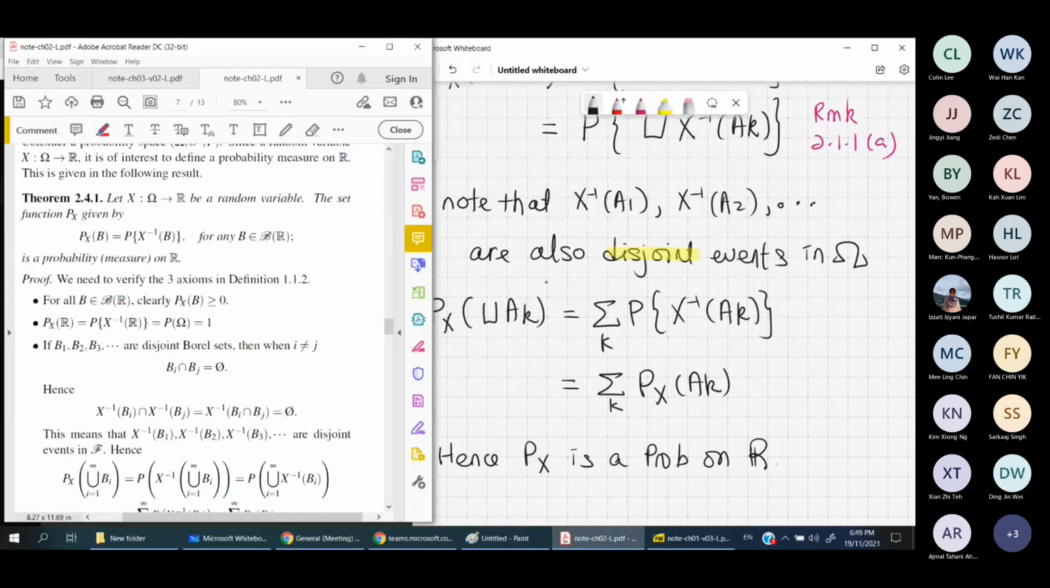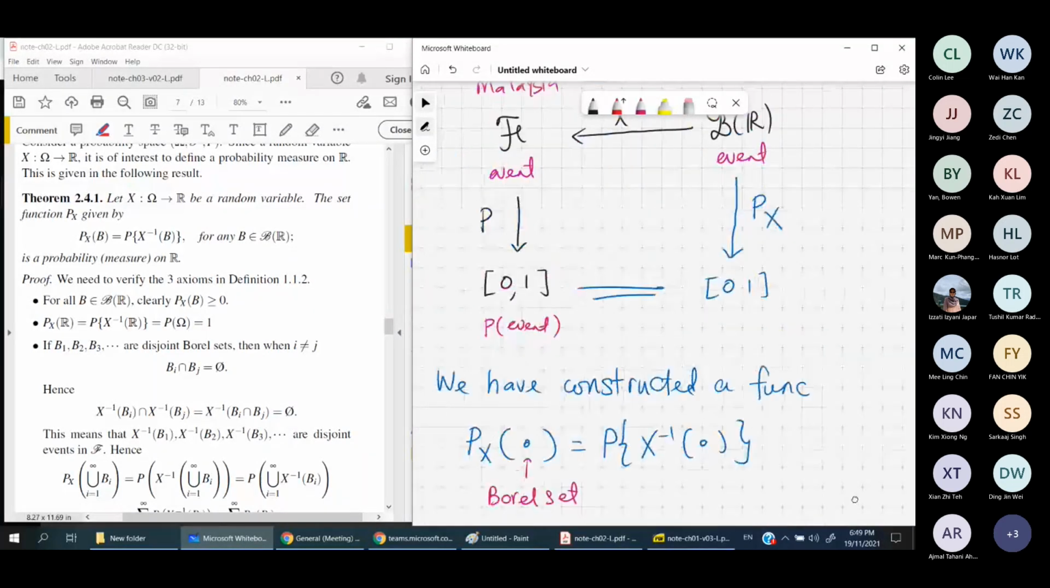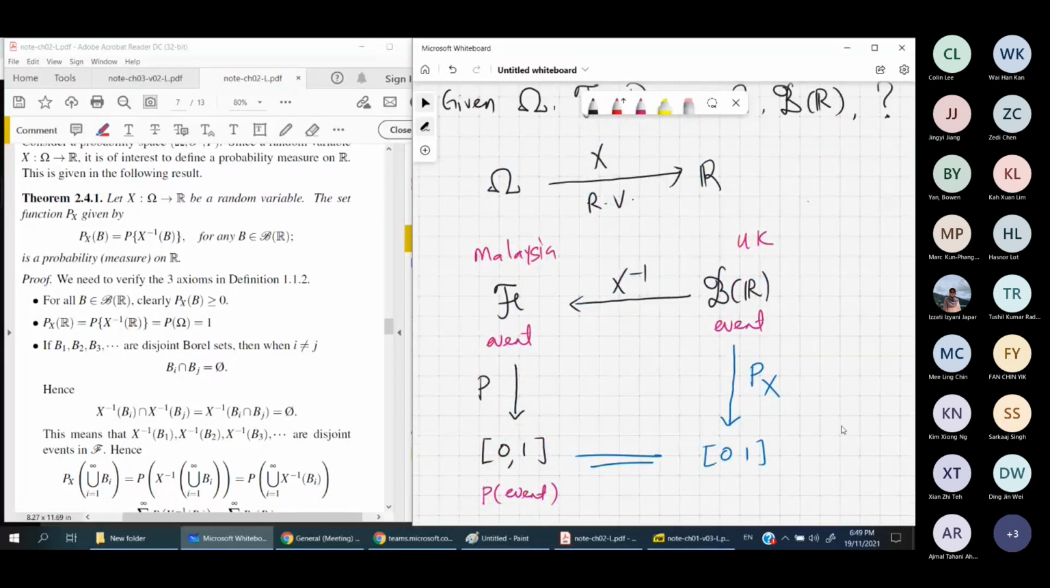Okay, now we have verified. Like I said, let's look at our setting here. First of all, we begin with this probability space Omega, F and P. Then we use a random variable X to relate this Omega to R. And because this is a random variable, we can use the inverse of this random variable to relate every Borel set in here to an event in F here. So we have a relationship between a Borel set in R and events in this original sample space.